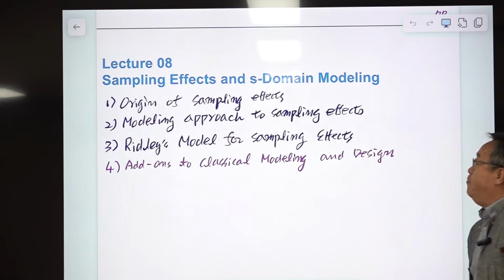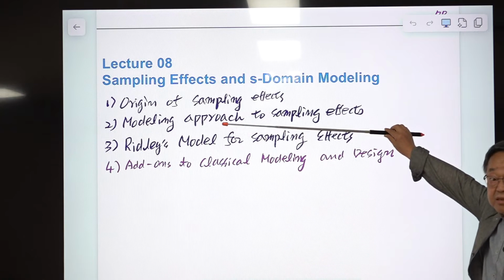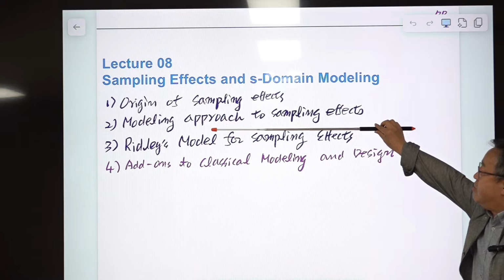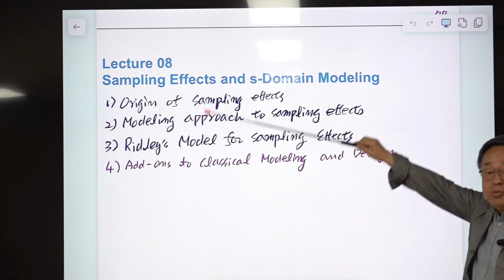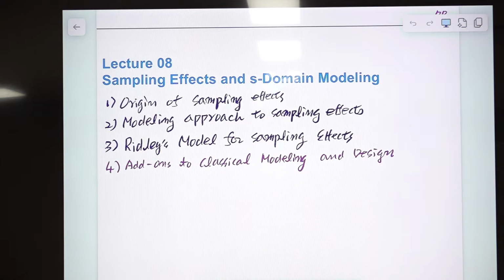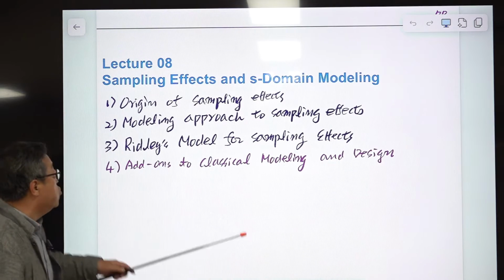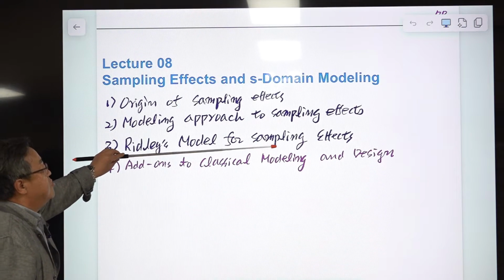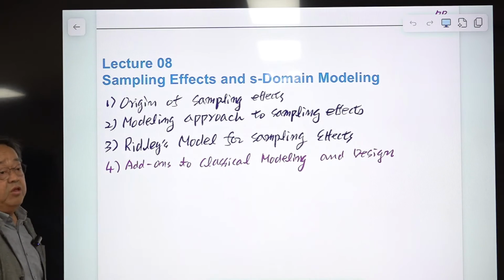Then I'll briefly explain the modeling approach to the sampling effect, how to model it and how to incorporate the effect of the sampling into the small signal model of the converter. And there is one guy, Ridley. He proposed a new model which describes the S-domain characteristic of the sampling effect, and we will review this.